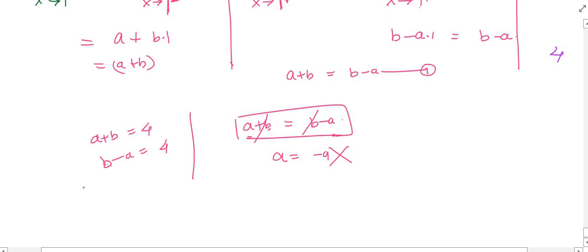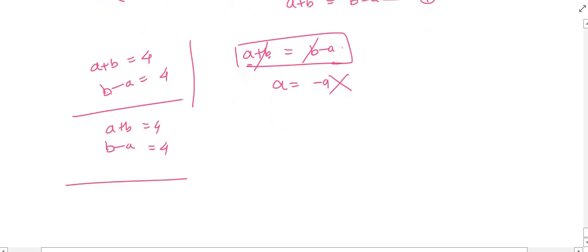These two are equations. Let's try to solve it. Okay, how to solve it? Let me write it. A plus b is 4. B minus a is 4. Let me solve it. When we add, a cancels. 2b is 8, so b is 4.